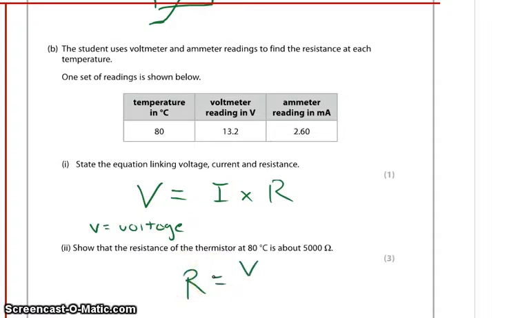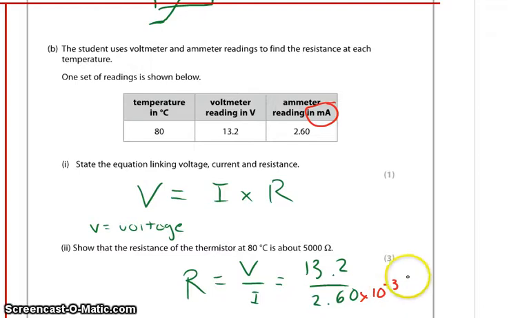Well, resistance, if we rearrange the equation, is voltage over current. Voltage 13.2, current 2.60. But we've got to remember that this is in milliamps, okay? Now milliamps means that basically we have to divide by 1,000. It's the same as timesing it by 10 to the minus 3, but you could equally just take 2.60 and divide it by 1,000. And the answer that we're going to get out of this then is 5077 ohms.